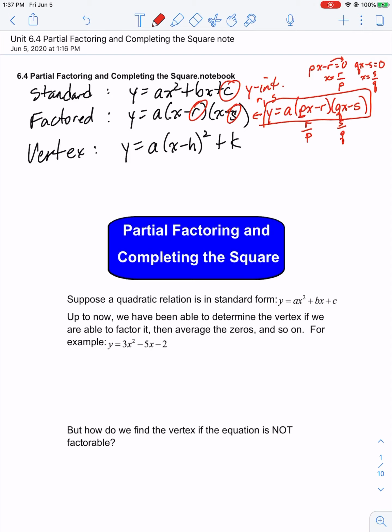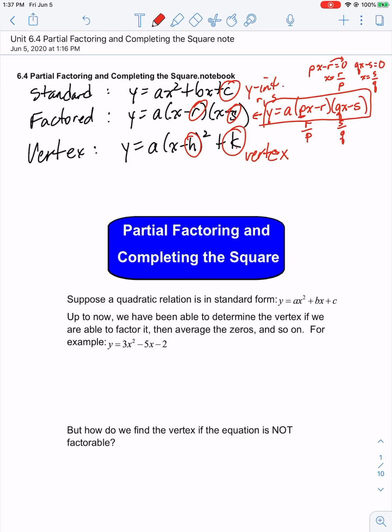And for vertex form, we have y equals a x minus h squared plus k. And the h and the k tell you what the vertex is. So if you're in factored form, you can't figure out what the y-intercept is without letting x equal 0. You can't look at the last number and say, oh, that's the y-intercept, because it's not. If you're in vertex form, you can't look at the k, the very last number in the equation, and say, oh, that's the y-intercept.